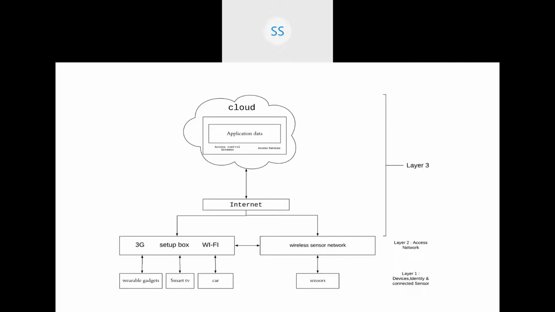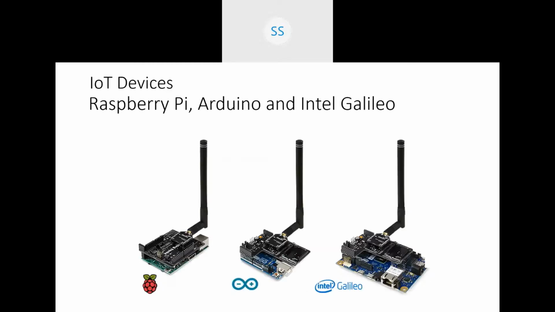For an infrastructure-less sensor, that may be the wireless sensor network, where your Arduino or Raspberry Pi resides. For your car, if it is connected with Wi-Fi, then Wi-Fi will be your access network layer. If it is a smart TV, then your set-top box will be your network access layer. If it is a wearable gadget, then 3G will be your network access layer. So this is basically the layered architecture of your IoT devices.